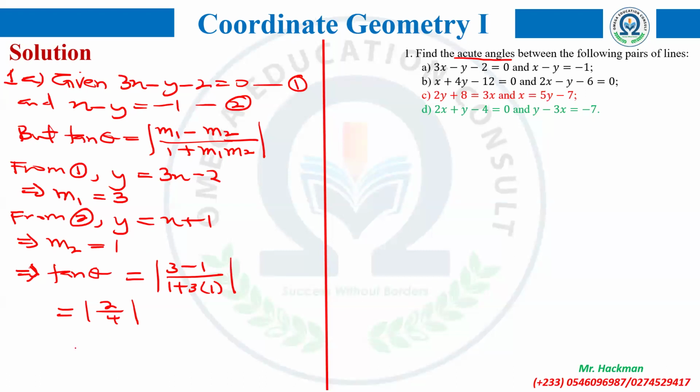Which in effect will give us the absolute value of 1 over 2. The absolute value of 1 over 2 will come out as 1 over 2, remember. Is that clear? Absolute value of A is A. Absolute value of minus A is A. All correct?